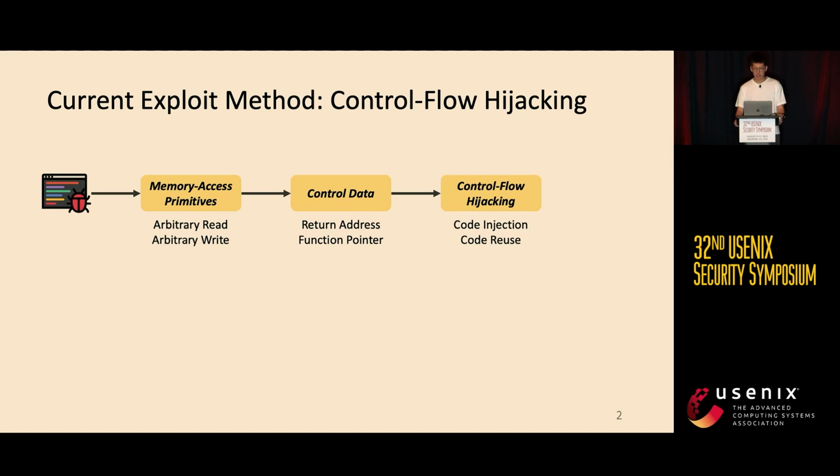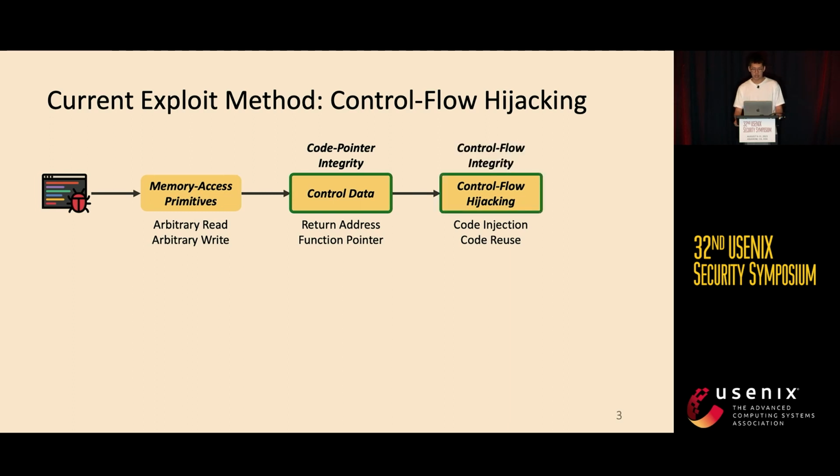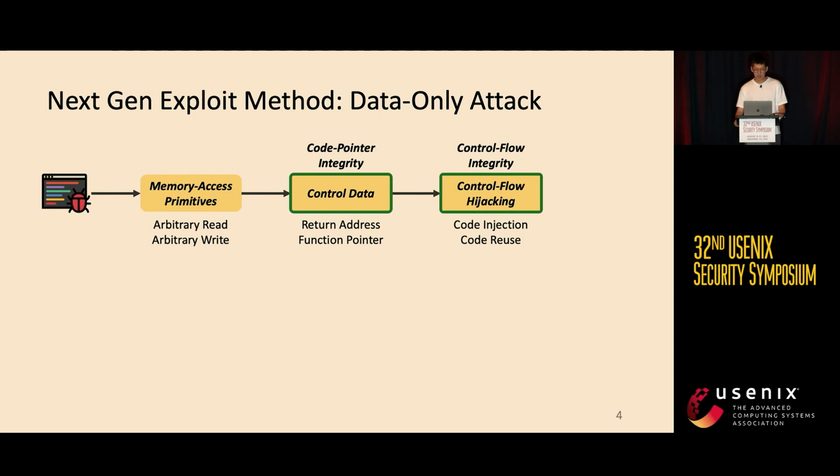To prevent such attacks, researchers have developed many defense solutions. For example, code pointer integrity can secure control data, and control flow integrity can prevent abnormal control flow from being executed. Nowadays, it is difficult to hijack control flow. At the meantime, data-only attacks are still possible and powerful. Unlike control flow hijacking, a data-only attack only corrupts non-control data but achieves similar malicious goals.